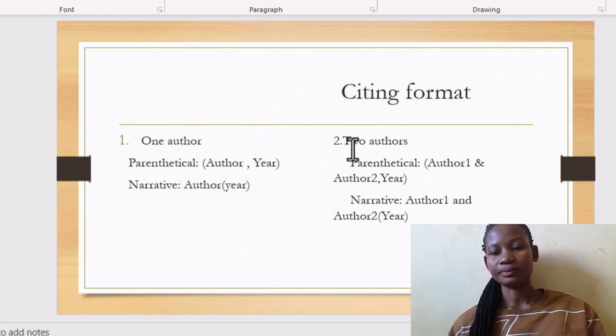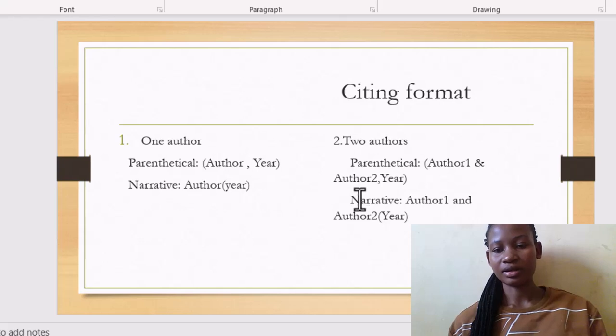And then for two authors, for the parenthetic we shall have author 1, but all of them will be in brackets. Author 1, and then just put the symbol of and. You don't put the full word and. So you say author 2, and then you put a comma, then the year too. But it has to be strictly in the brackets.